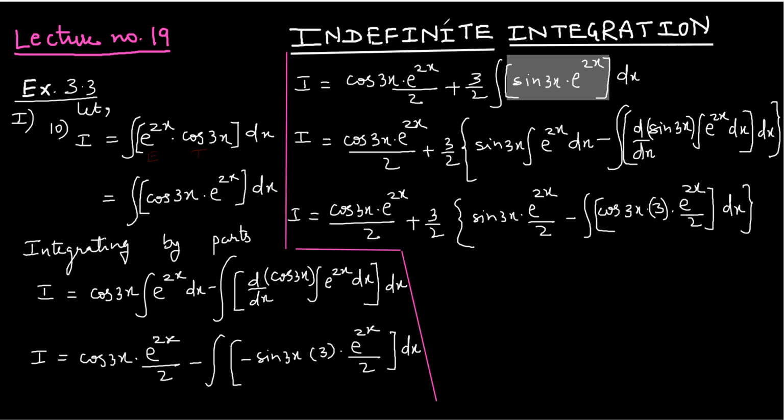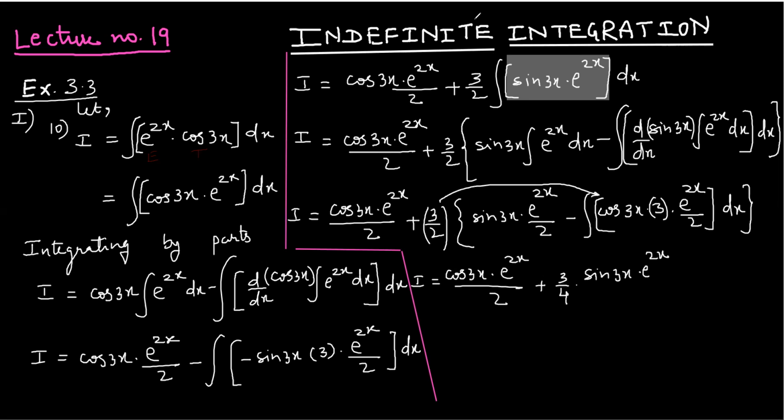Next, what I do is this 3 upon 2, which I have outside, I multiply inside with both the terms. This 3 upon 2 is causing me to write one bracket, so if I multiply, at least I will get rid of this outer bracket. So here I get I equals cos of 3x into e raised to 2x upon 2 plus 3 upon 4 sine 3x into e raised to 2x. And then 3 upon 2 multiplies this term.